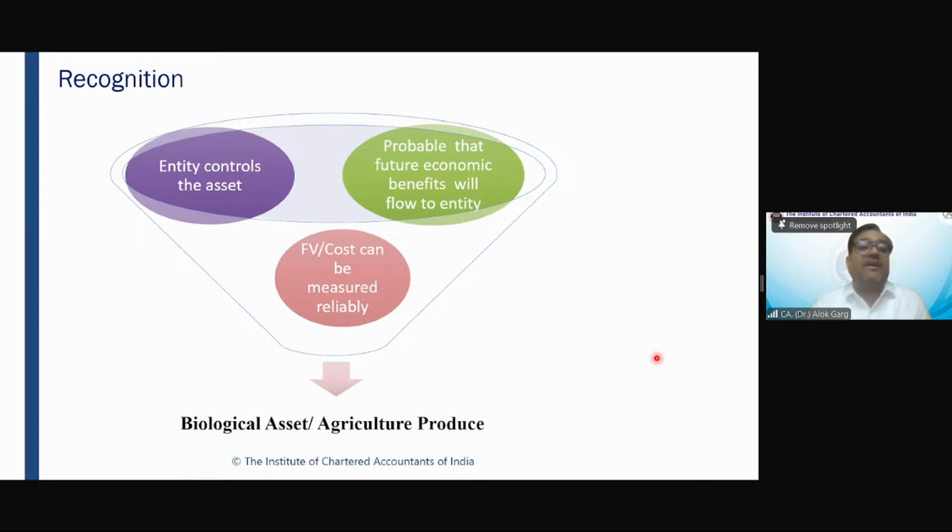It means you don't have control over the biological asset. And when you don't have control over the biological asset, you cannot recognize that biological asset in your books of accounts. Okay, is that clear? Have you understood why control is important in this case? Why control is important under Ind AS 41? Because you are dealing with items which are biological assets, which are an animal or a plant.